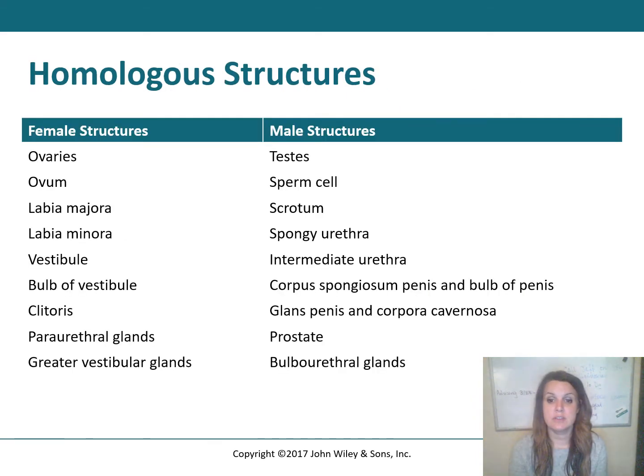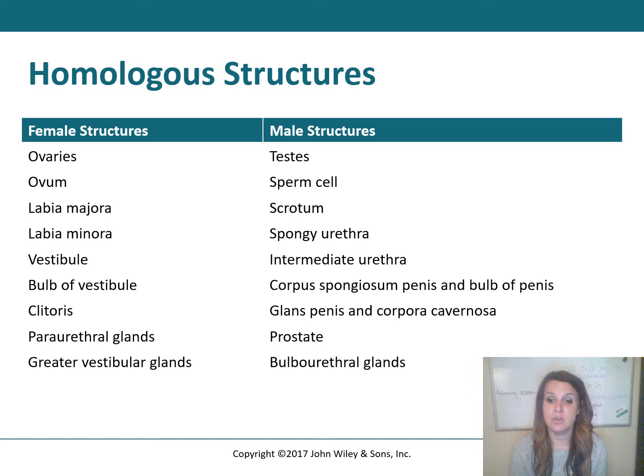So I want to point out that there's some homologous structures between male and female reproductive anatomy. The gonads are either ovaries in females or testes in males. The gametes are ovum in females and sperm cells in males. And since female reproductive structures and male reproductive structures actually develop from common precursor reproductive structures in the fetus, there's some other structures that are homologous as well.